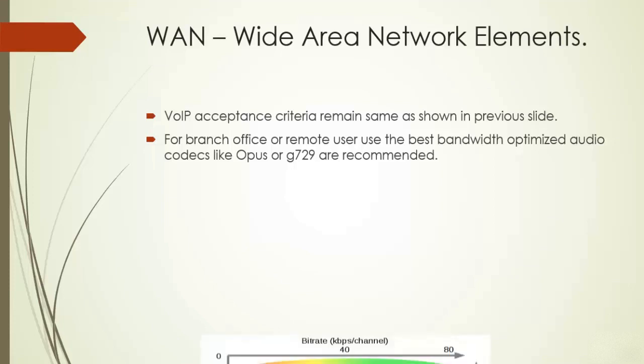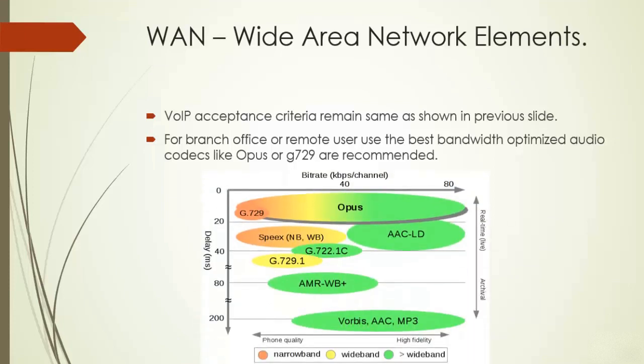Here is a chart. Bitrate 40 kbps per channel. You can see Opus and G729 are on top, and the other codecs, Speex, G722, G729.1 and others. So in the case of WAN, try to use the G729 or the Opus codec for your IPPBX.